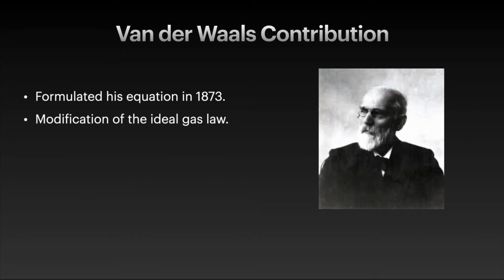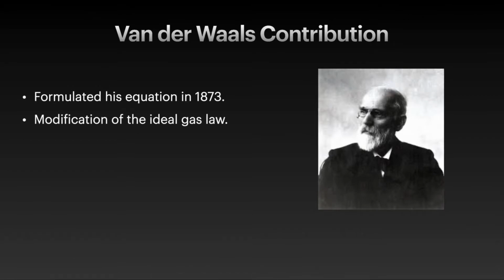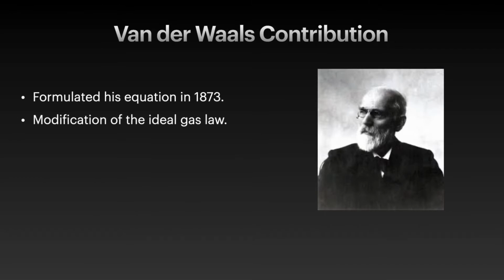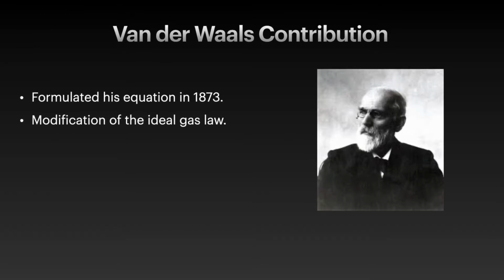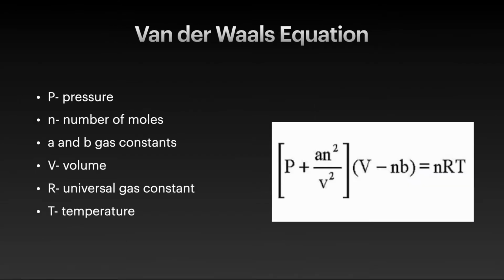Now this is where van der Waals comes in. He formulated his equation in 1873. His equation explained why real gases deviate from the ideal gas law under high pressures. His equation was essentially a modification of the ideal gas law that accounted for the size of the molecules and their interaction forces. Van der Waals' proposed equation is as follows.